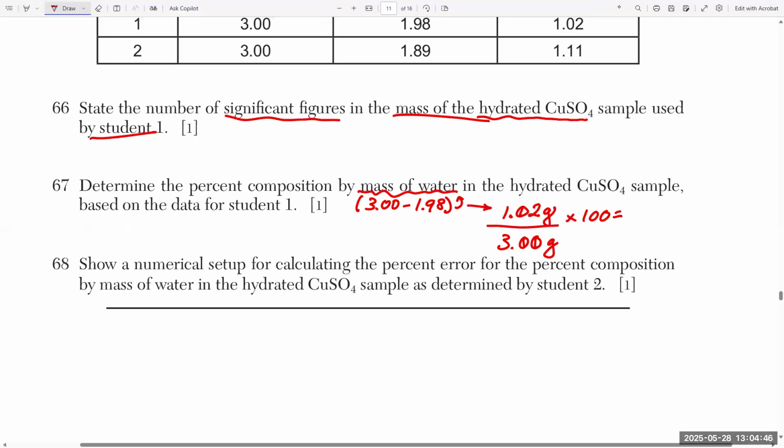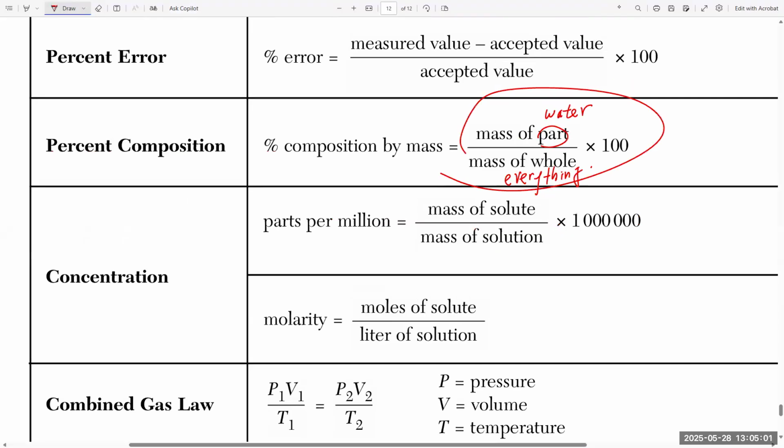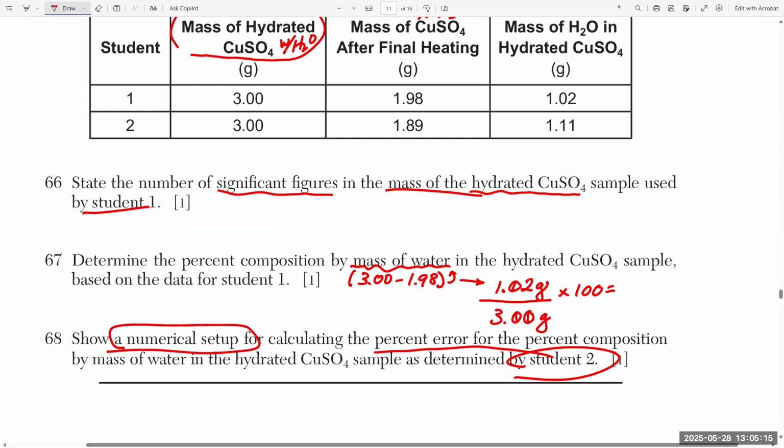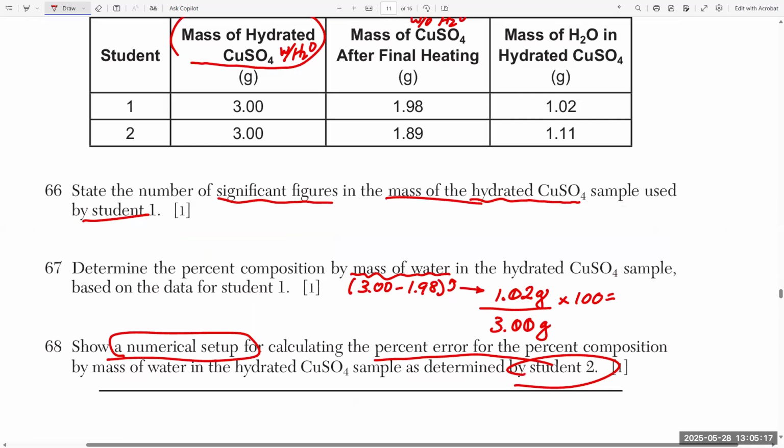68. Show numerical setup. So notice I'm circling it, right? Please make sure you circle it when you see that, so then you write the setup, not the actual answer. For calculating the percent error of the percent composition by mass. So let's go. Percent error is right up here. It's the measured value minus accepted value over accepted value. So if you take a look, right, they said student number 2. So now we're going to go over to student number 2. Percent error for the percent composition by mass of water in hydrated copper sulfate.